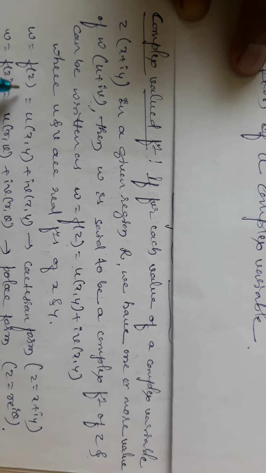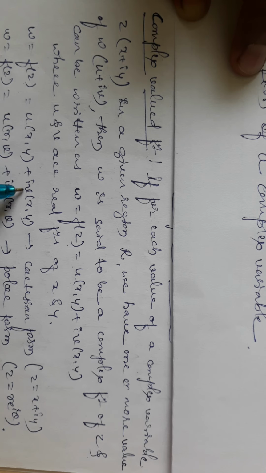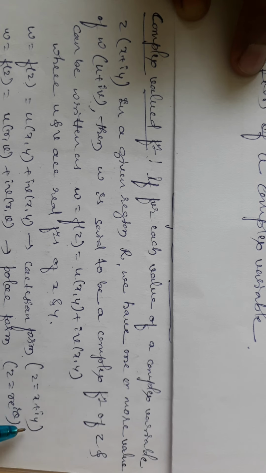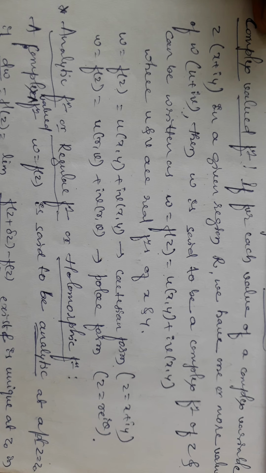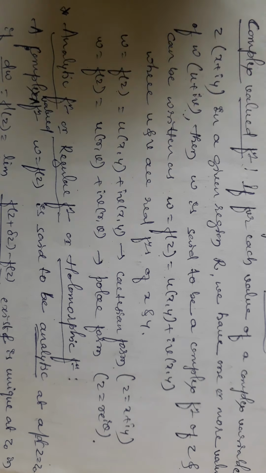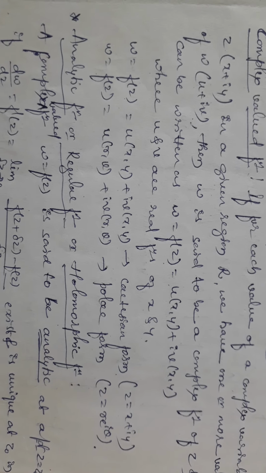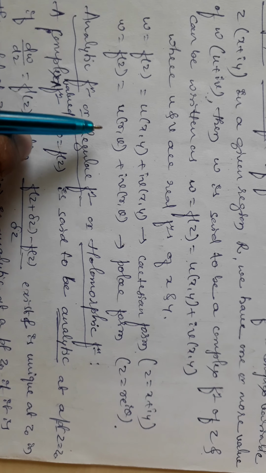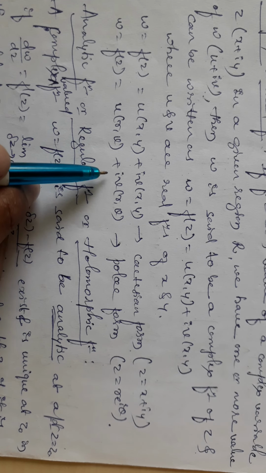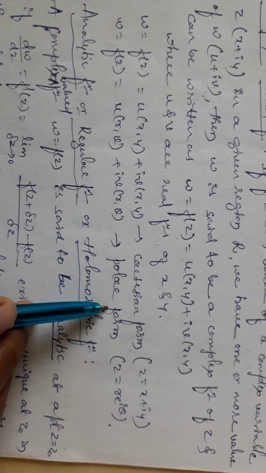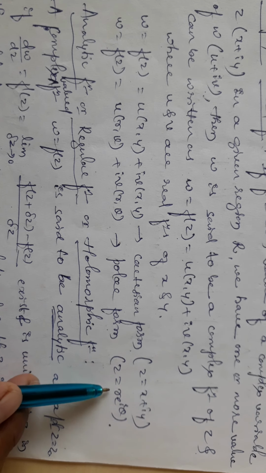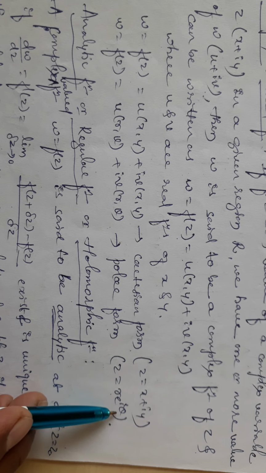w equal to f of z, which is equal to u of x y plus i into v of x y, is the Cartesian form where z is x plus iy. w equal to f of z, which is equal to u of r comma theta plus i into v of r comma theta, is the polar form where z equal to r into e to the power i theta.